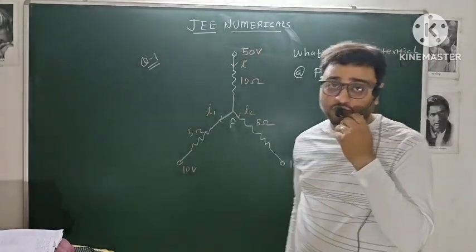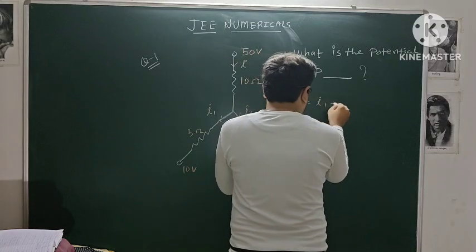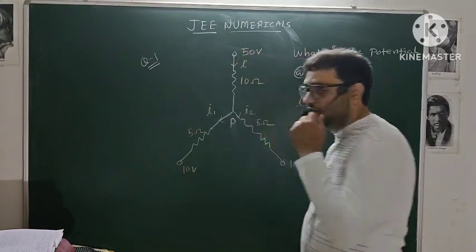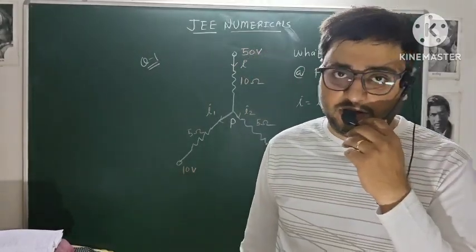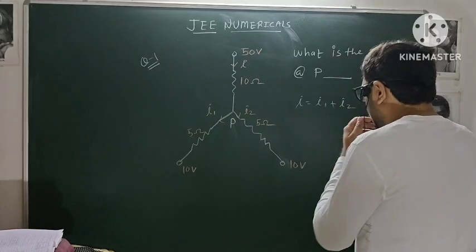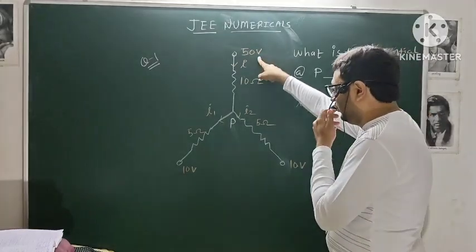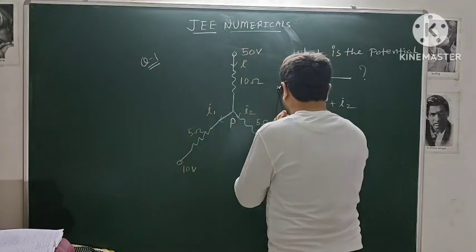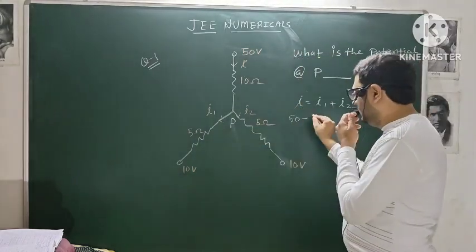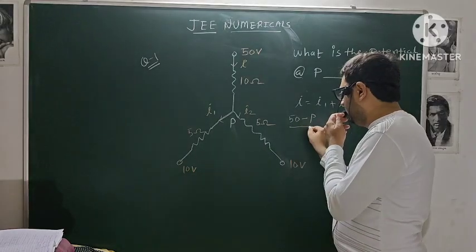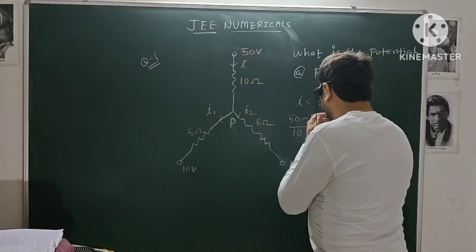So according to the junction rule, we can write I is equal to I1 plus I2. Now apply Ohm's law, that is V equals IR. In terms of I, we can write V by R. Here V is the potential given, so we can write 50 minus P, divided by R, which is 10 in this branch, and this is I1.